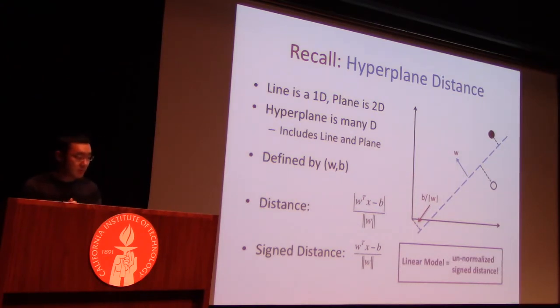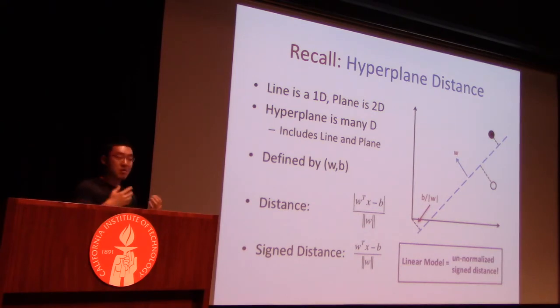So just to recall, a concept that's going to be very useful for the first 20, 30 minutes of lecture is the hyperplane distance. A hyperplane is a generalized notion of a line or a plane. A line is simply a one-dimensional function. A plane is 2D, a hyperplane is many dimensions. And so we can define things like distance from a point to a plane, if we think of W as the tangent normal to the hyperplane, and B as the offset from the origin.